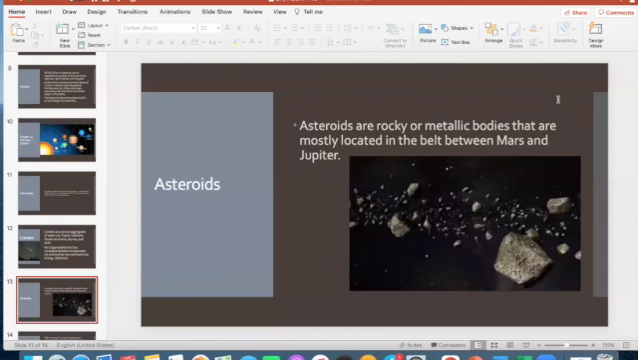Asteroids are rocky, metallic bodies that are mostly located in the belt between Mars and Jupiter. So that's what we call the asteroid belt. That's where most of the asteroids in our solar system are mostly grouped together.